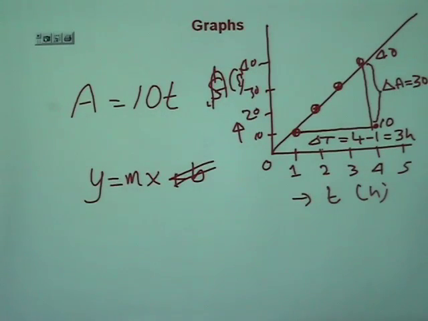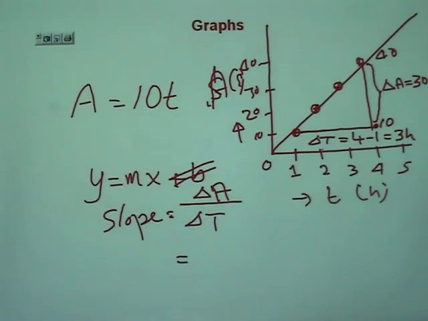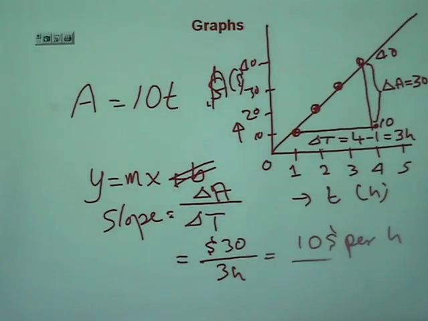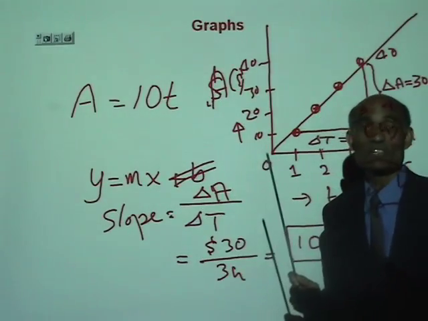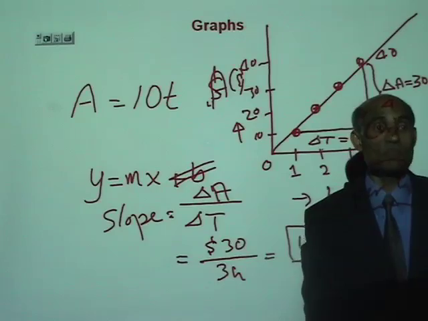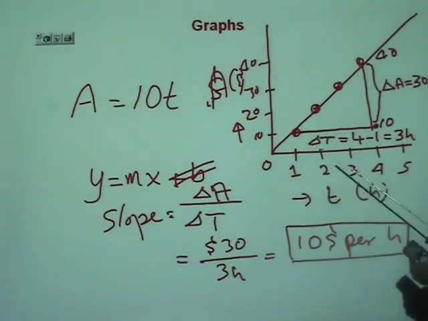Now, so how do you calculate slope? Slope is change in the amount of dollars, delta A, divided by change in the amount of time. That will be $30 divided by 3 hours, and you write it as $10 per hour, and this is the slope of the graph of this equation, A equal to 10t. That's a very important information. So let's keep that with you. We will use that as we go on.